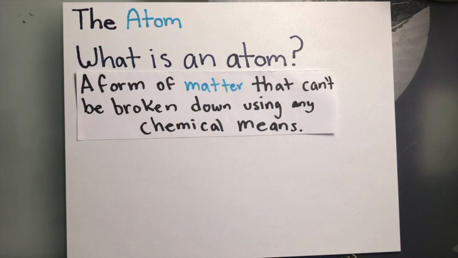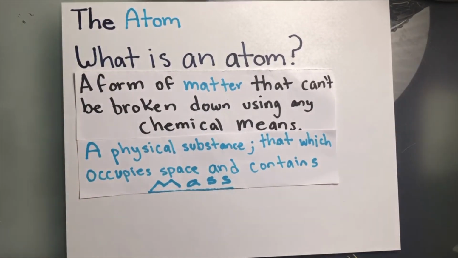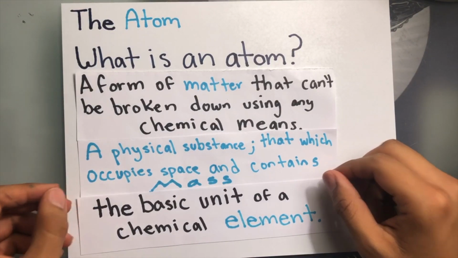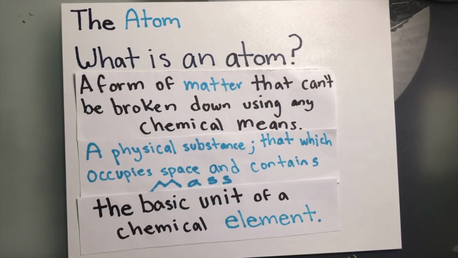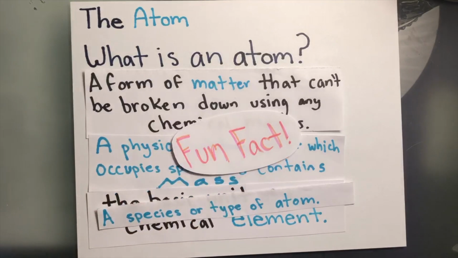Okay, the term matter in the definition can be defined as a physical substance, that which occupies space and contains mass. So basically anything you can feel or touch that holds mass. Another definition for an atom is the basic unit of a chemical element. The term element in that definition means a species or type of atom.